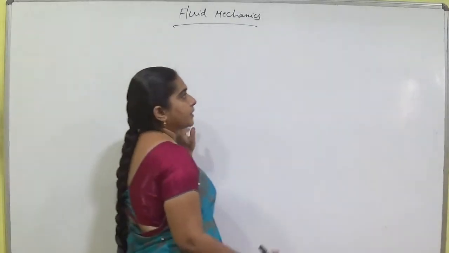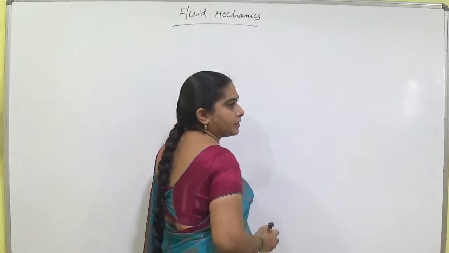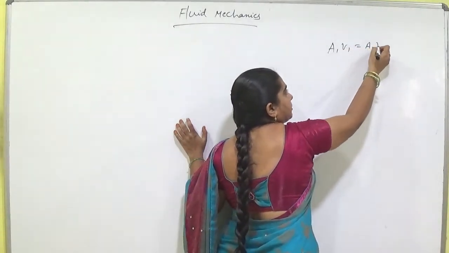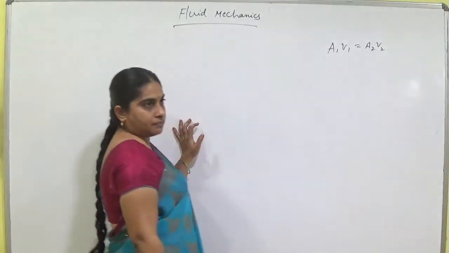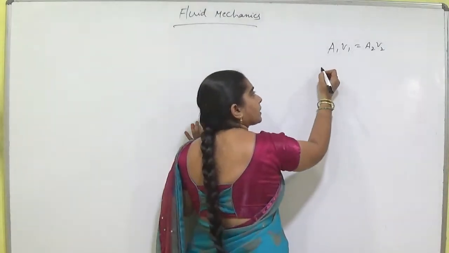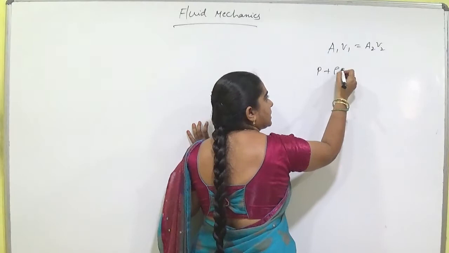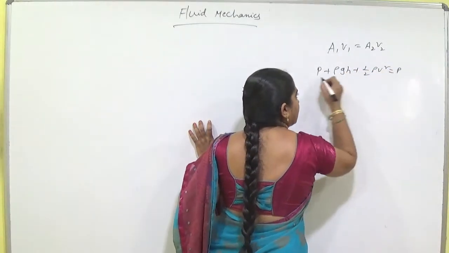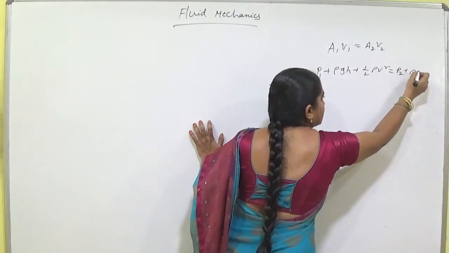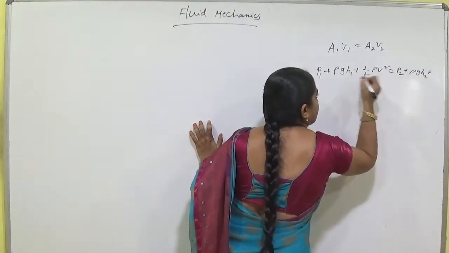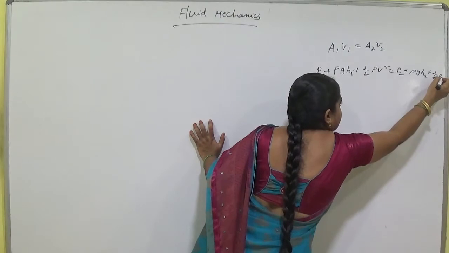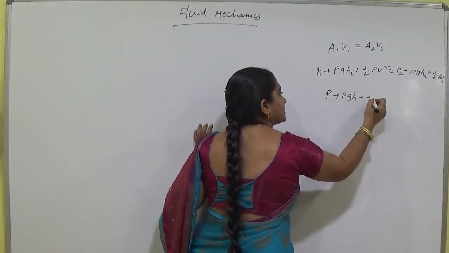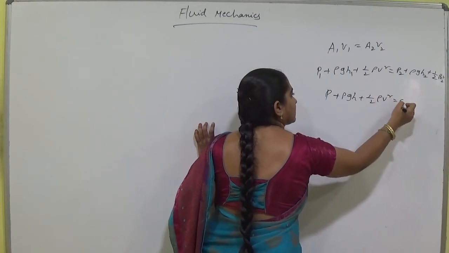Last class I already discussed the principle of continuity. What is the formula? A1 V1 is equal to A2 V2. Bernoulli's theorem: P plus rho GH plus half rho V square is equal to P2 plus rho GH2 plus half rho V2 square. That is, P plus rho GH plus half rho V square is equal to constant.